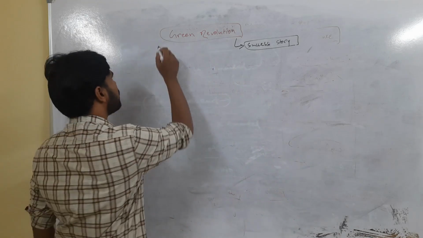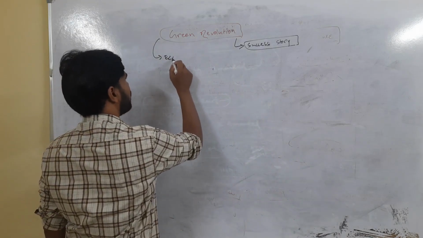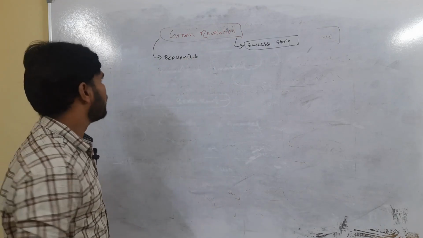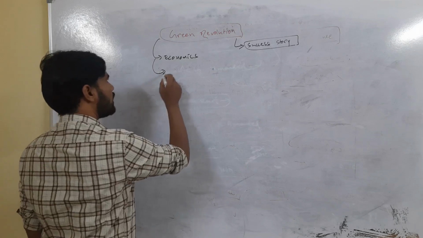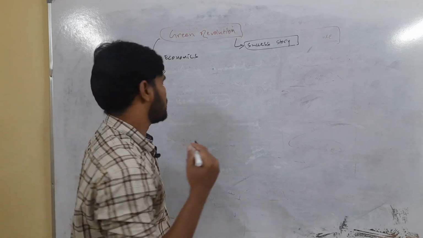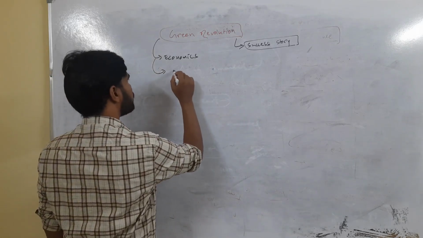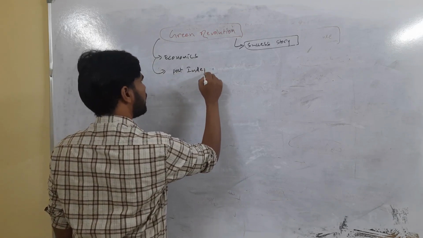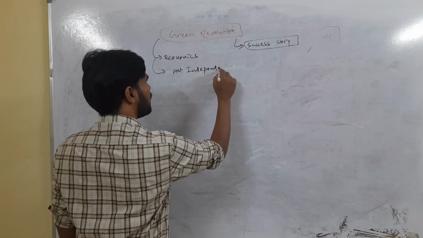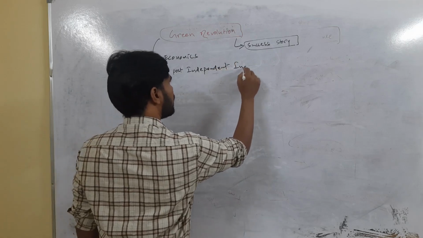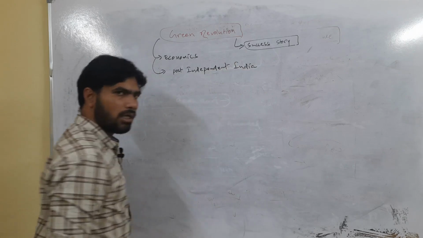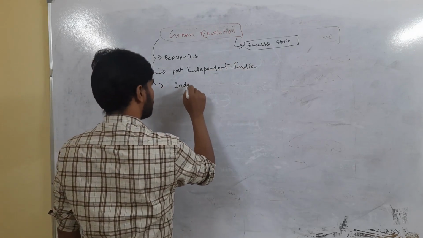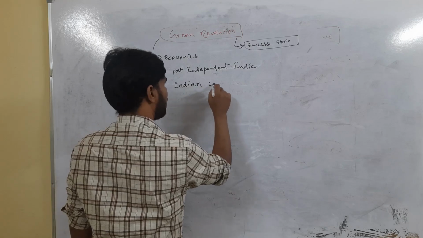Okay, so like I told, this can be studied as part of economics. In GS paper 3 we have economics. Apart from that, questions can also be asked from the point of view of post-independent Indian history. Okay, post-independent India, there also it will become an important area to study. And apart from that, Indian society also.